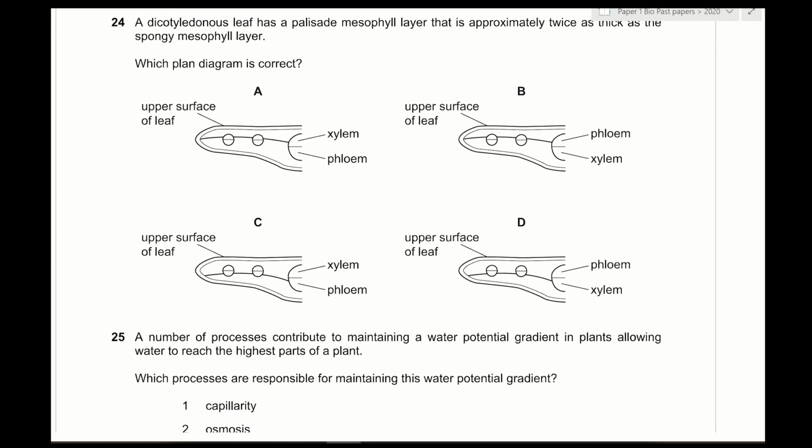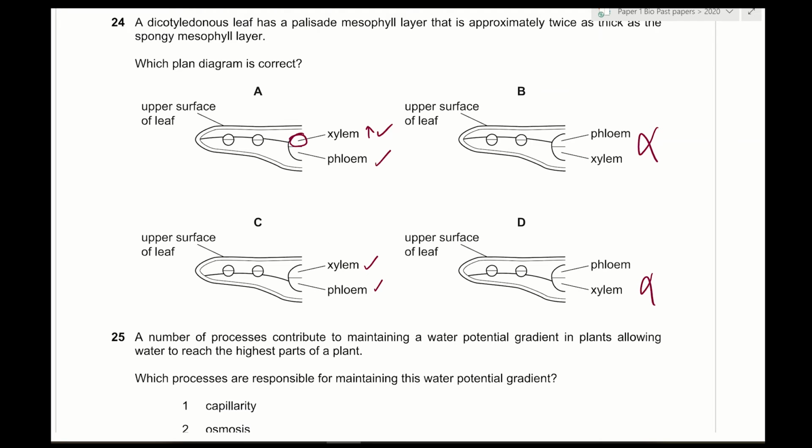A dicotyledonous leaf has a palisade mesophyll layer that's approximately twice as thick as the spongy mesophyll layer. Which plant diagram is correct? Now, first of all, in a cross-section through the leaf, the xylem is always above the phloem. Therefore, this is correct. So the xylem is always going to be above the phloem. So all these diagrams are correct, which shows the phloem over the xylem.